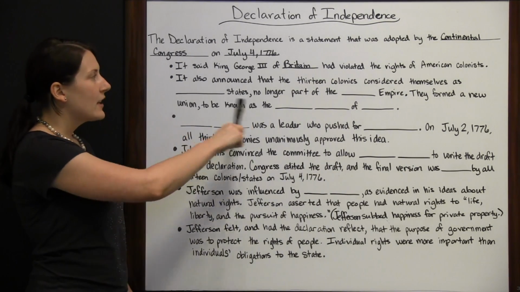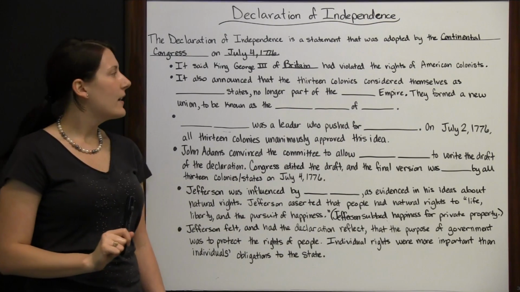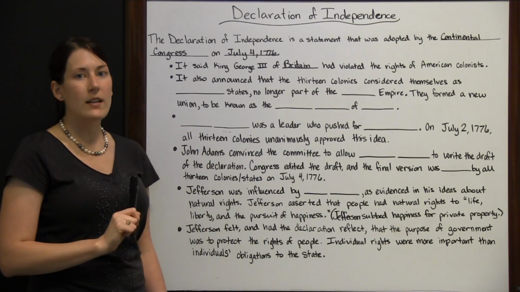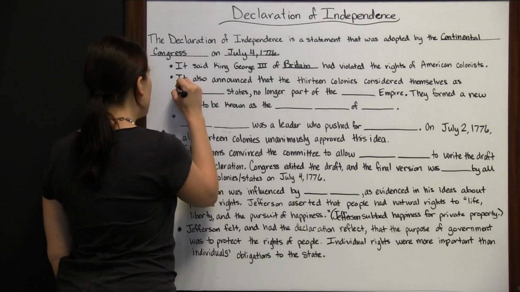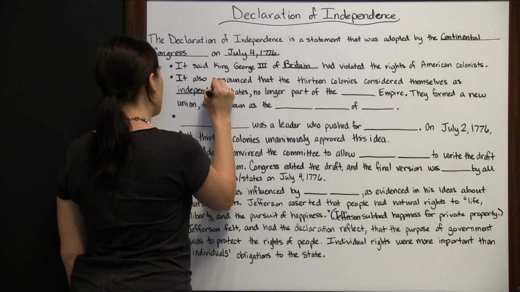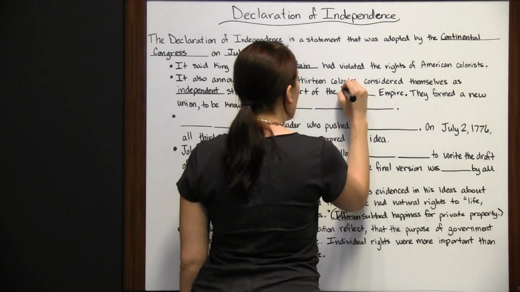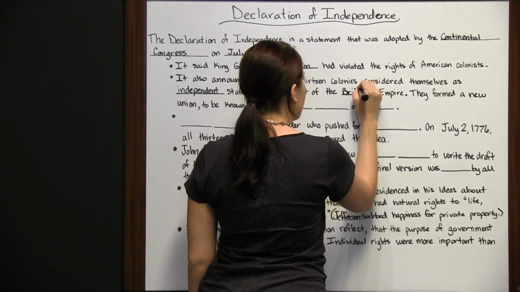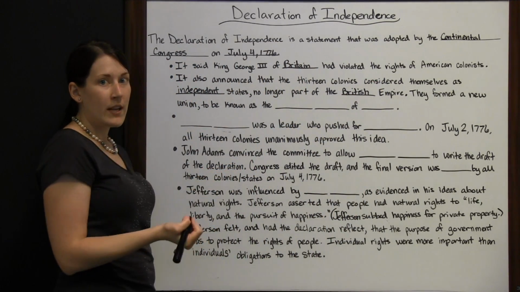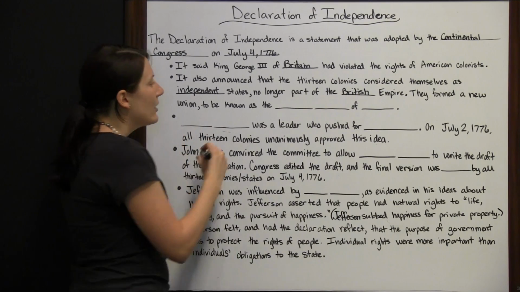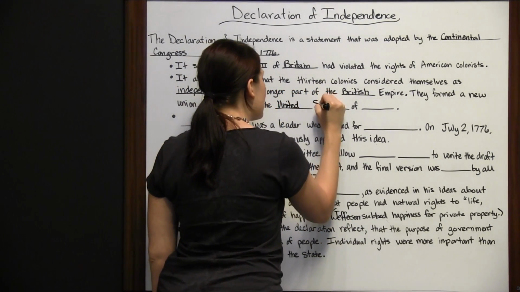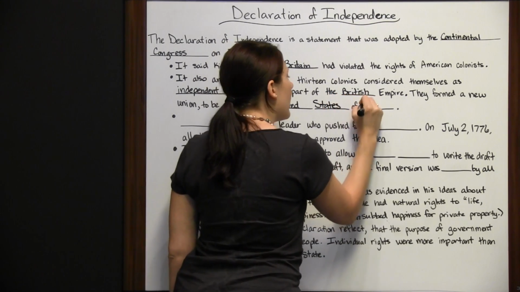They said King George had violated the rights of these American colonists, and therefore it announced that the 13 colonies considered themselves as independent states, no longer part of the British Empire. Instead, they said that they formed a new union of those 13 states to be known as the United States of America.